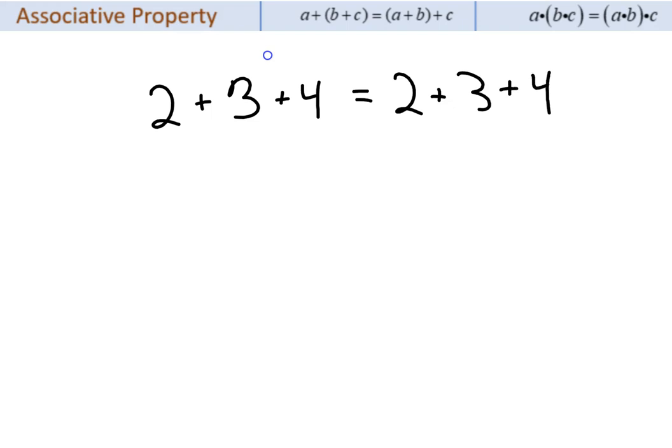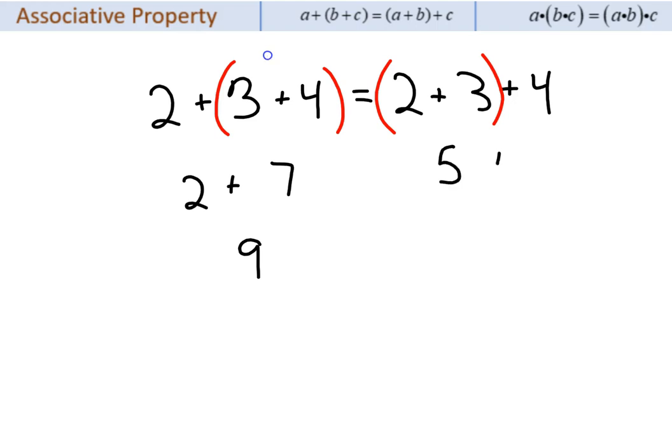What this property states is that if you were to do the addition of the 3 and the 4 first, and get an answer, you'd get 2 plus 7. Going further, you'd get that to be equal to 9. They are saying that result is the same as if you took 2 plus 3 first. If you took 2 plus 3, you'd get 5, and then plus 4, and that results in 9. Notice you get the same answer.